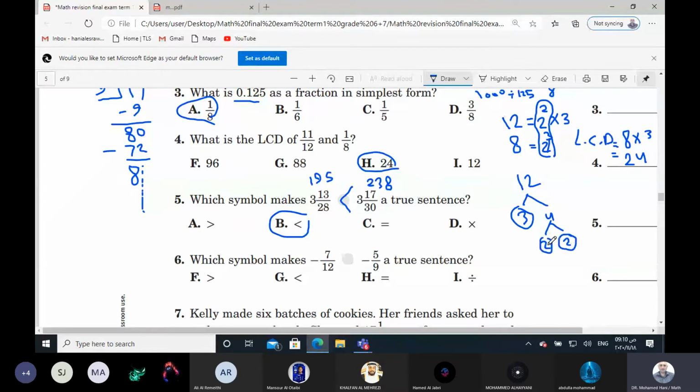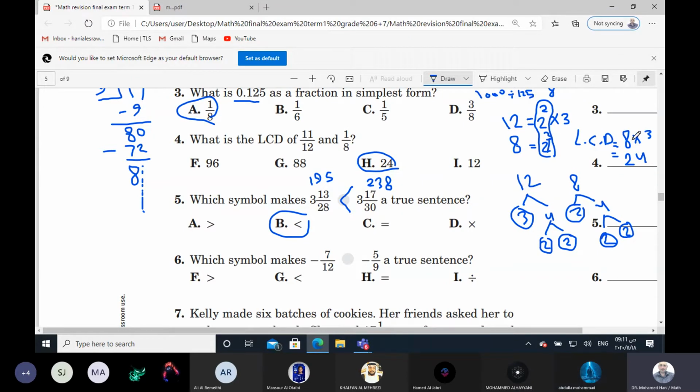So the prime factorization of 6 is 2 times 3. Then take 8. 8 equals 2 times 4. Then 4 equals 2 times 2. So 2 times 2 times 2 means 2 exponent 3. Now the least common denominator, LCD, means take the common factors with the highest exponent. Here we have 2 exponent 2 and 2 exponent 3. Take 2 exponent 3. 2 exponent 3 means 8.